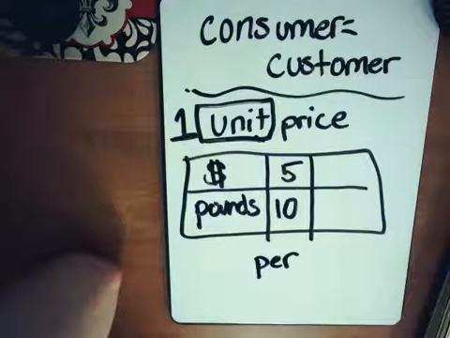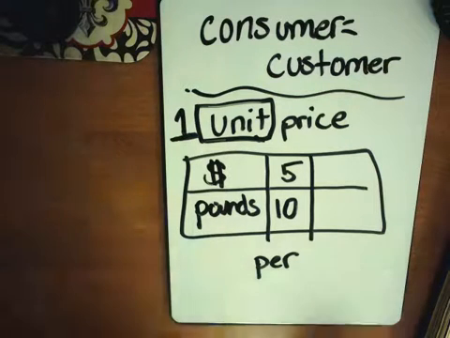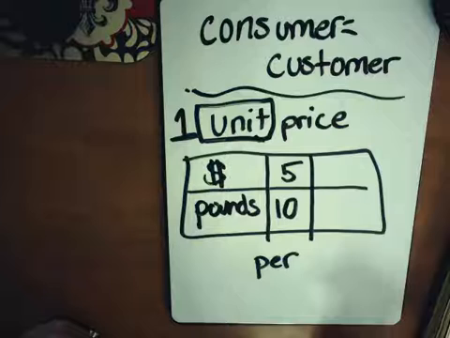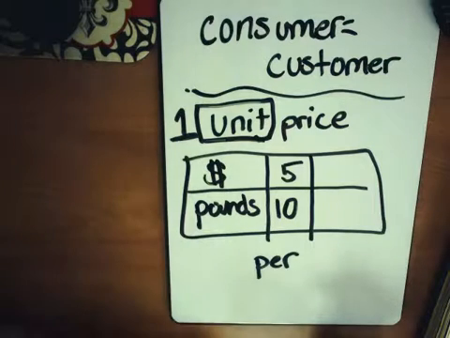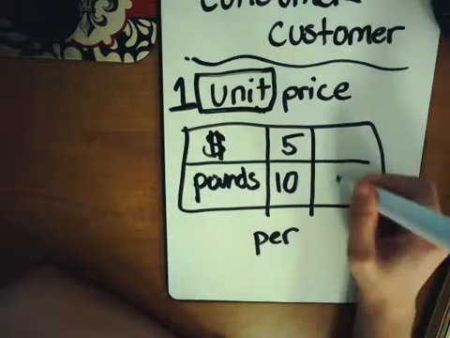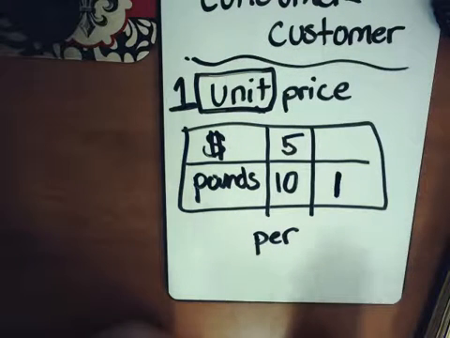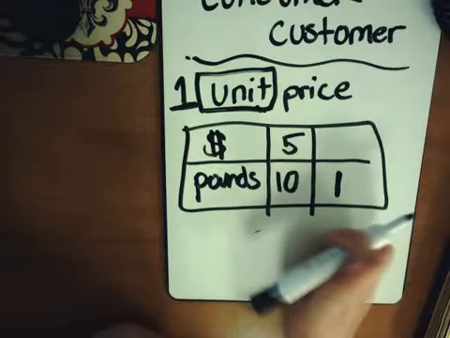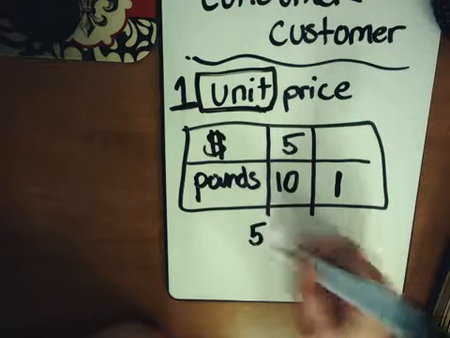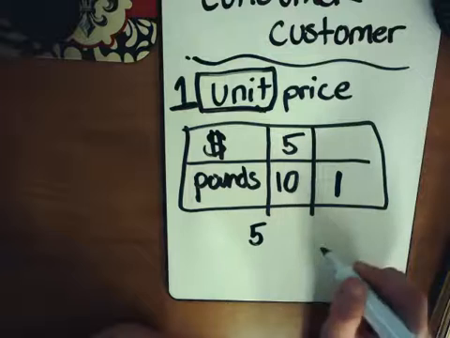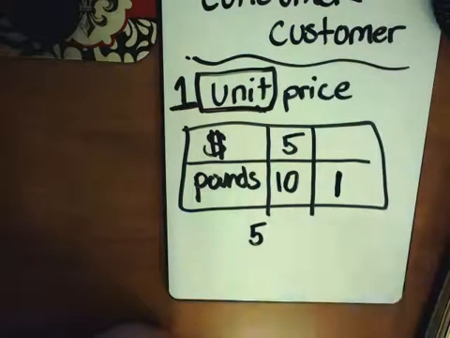Yes, sir. Good. $5 per 10 pounds, or 10 pounds per every $5 you spend, right? Good. So the unit cost of 1 pound then, how do I figure that out? If we've got $5 per 10 pounds, how can I figure out what each pound is? What are you thinking?